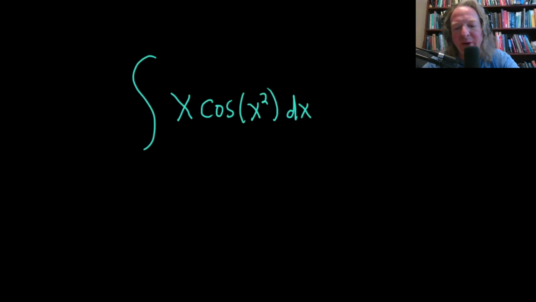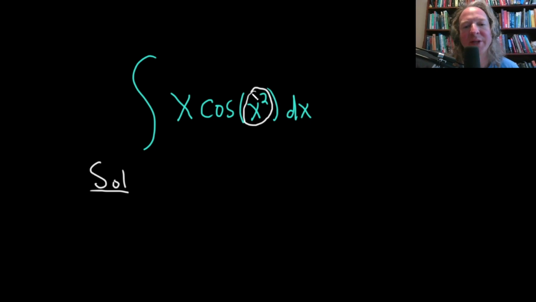Hi, in this example, we are going to integrate x times the cosine of x squared. Let's go ahead and work through this solution. So when doing problems like this, it's a good idea to try to find a substitution. In this case, our substitution is going to be the inside piece, which is x squared. So we'll start by trying that.